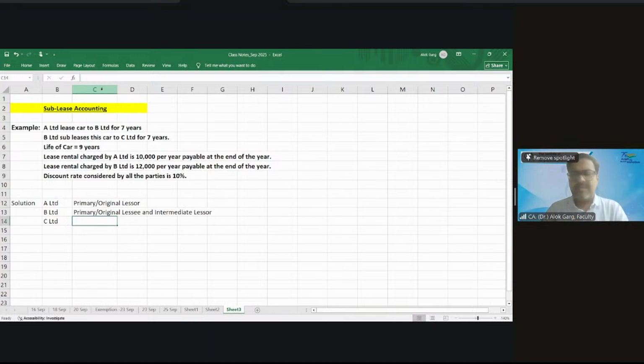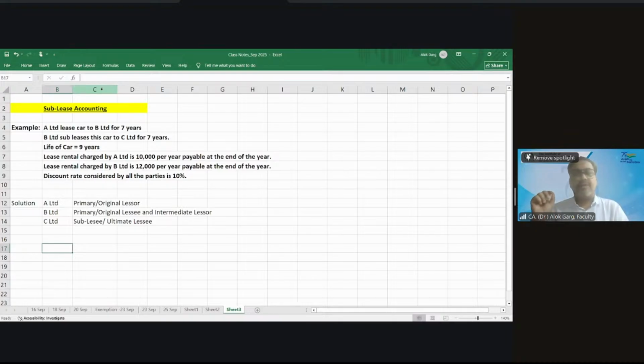Who is C Limited? Sublessee. It is also called an ultimate lessee. Who is using this asset? Ultimately, this lessee is using this asset. Ultimate lessee. A Limited is the primary or original lessor. B Limited is the primary or original lessee and intermediate lessor, and C Limited is the sublessee or ultimate lessee. So friends, let's understand what will be the accounting.